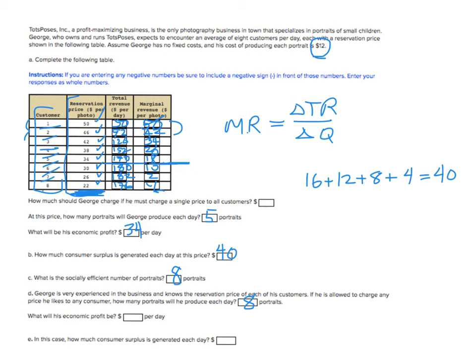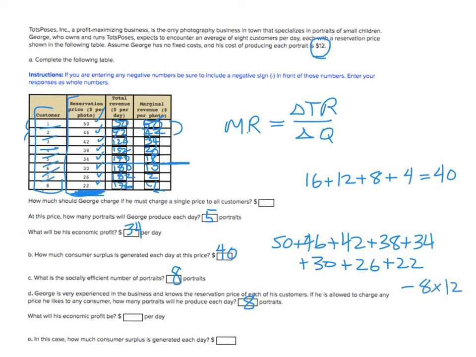I didn't calculate his economic profit. The way we do it, we just say 50 plus 46 plus 42 plus 38 plus 34 plus 30 plus 26 plus 22. That's his total revenue. And then we'd subtract off 8 times 12. That's his total costs. And we'd have a number, and that would be what you'd put here. In this case, how much consumer surplus? 0 is the consumer surplus generated.